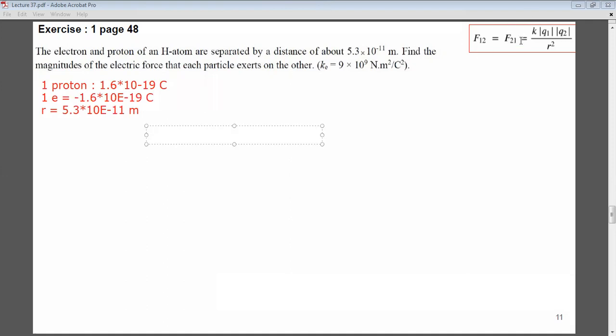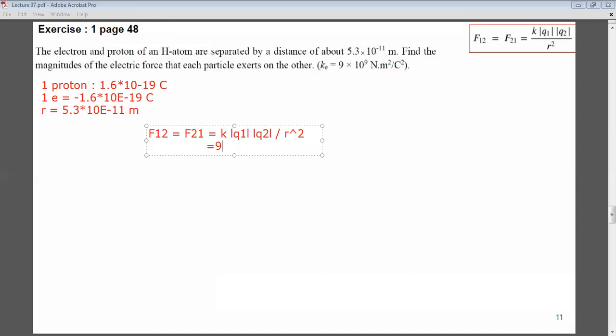So we come to this rule: F12, the force the first charge exerts on the other charge, is equal to F21, the force exerted by the second charge on the first charge, equal to K, the absolute value of Q1, the absolute value of Q2, divided by r squared. So now I just plug in numbers.